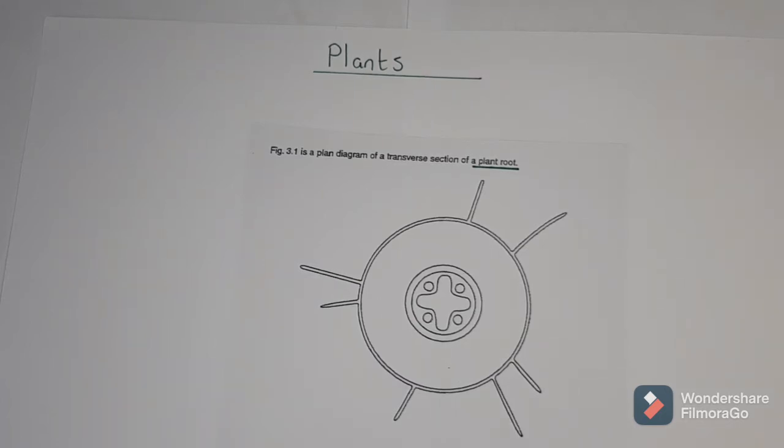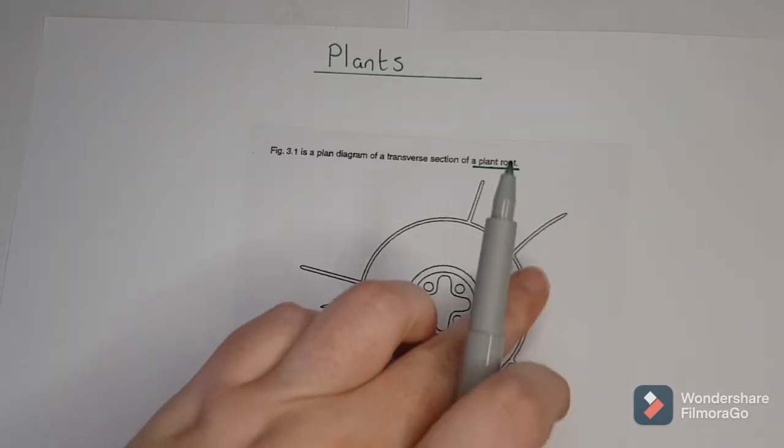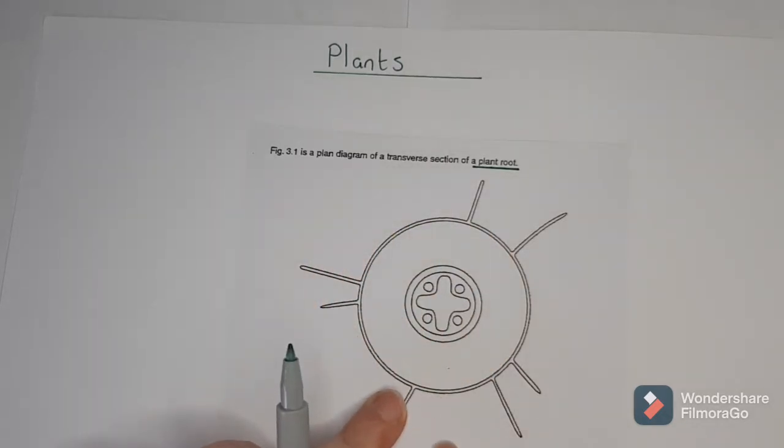Okay, so when we're learning about plants, the first thing we need to know is the structure of the root, the stem, and the leaf, and where we are going to find all the different tissues within that root, stem, and leaf, and to be able to label them or point out where certain things are. So if I start with the root, you will always have a plant root that looks like this.